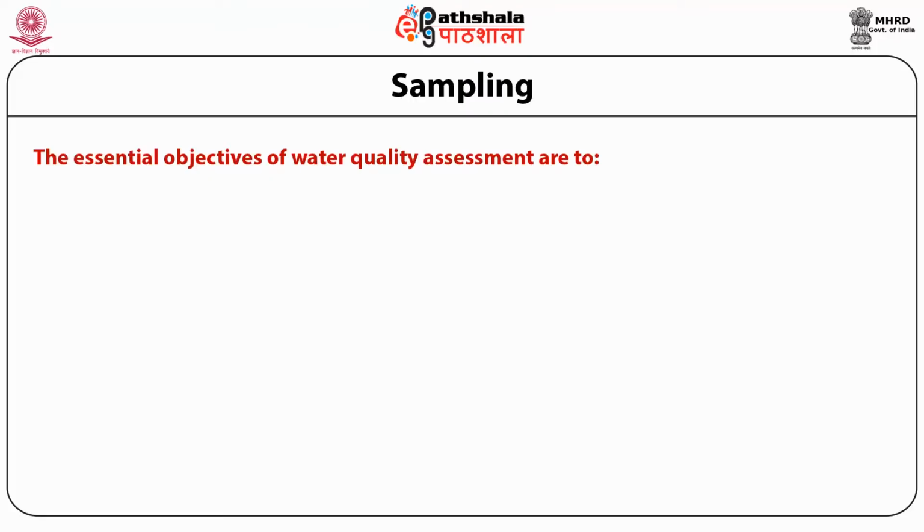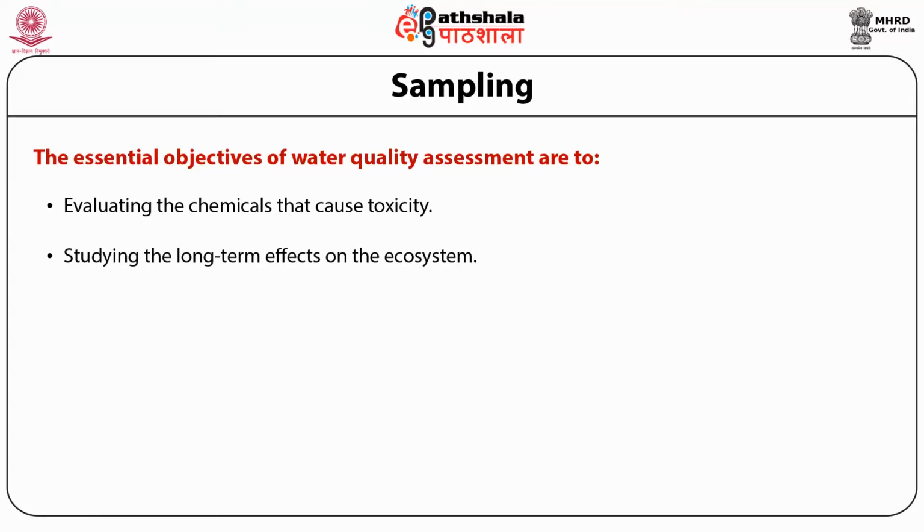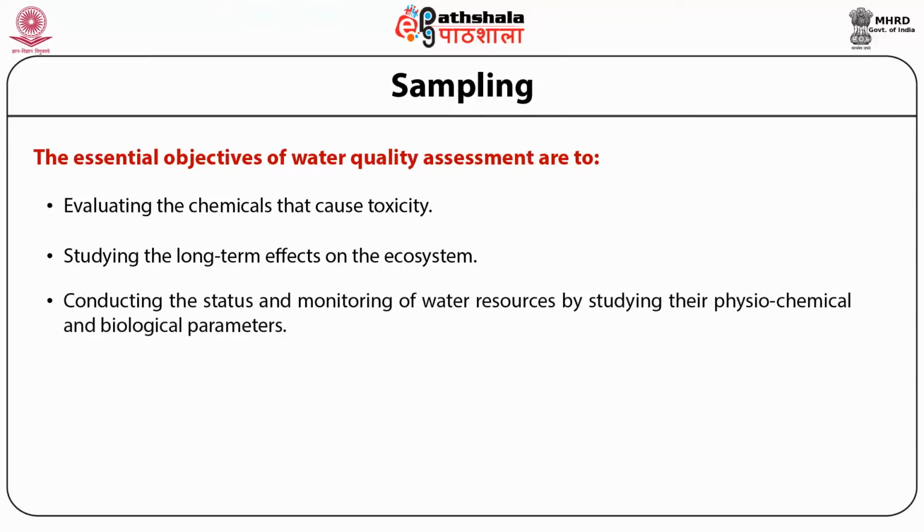Water quality assessment is also necessary for evaluating the chemicals that cause toxicity. Studying the long-term effects on the ecosystem is also done by characterizing the water sample present in the particular ecosystem. The analysis is also necessary for conducting the status and monitoring of water resources by studying their physical, chemical and biological parameters, and to analyze the qualitative and quantitative aspects of that particular water body.